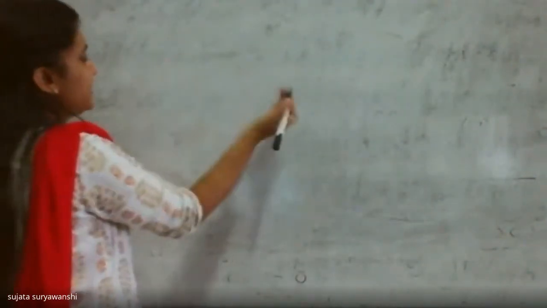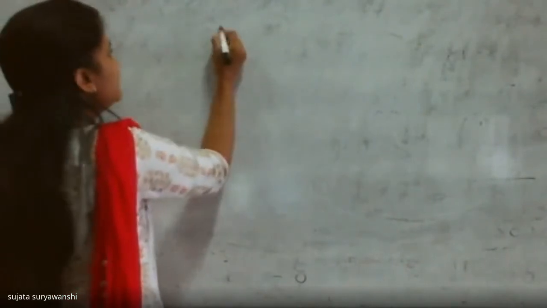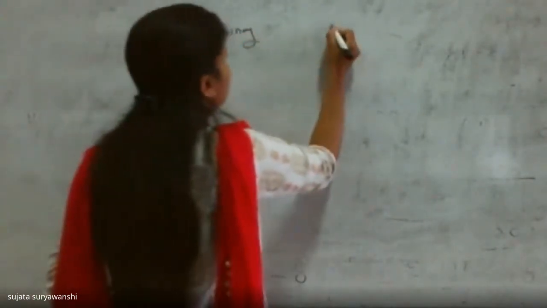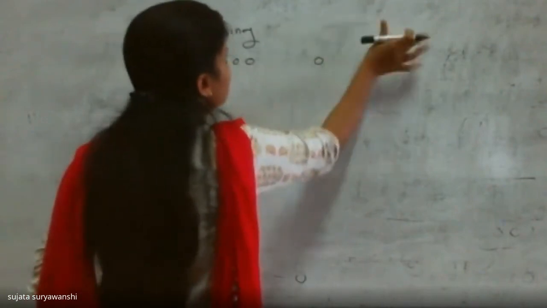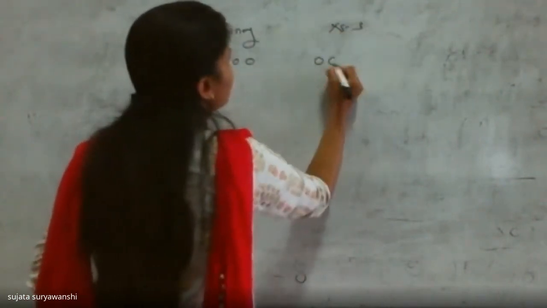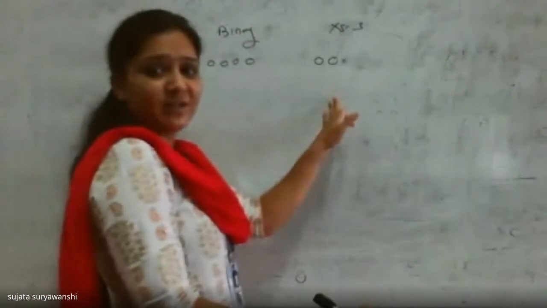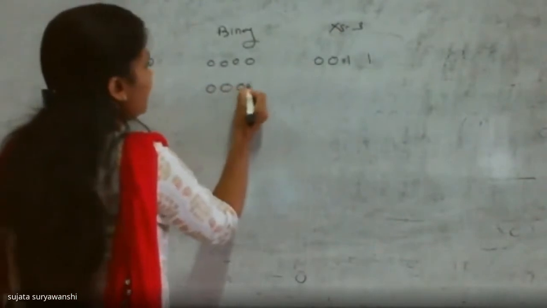If you want to write down XS3 for 0 to 9, suppose this is your binary, and here XS3 code. So what is XS3 of 0? 0 plus 3 is equal to 3, 0011. Now 1 is 0100, which means 4.